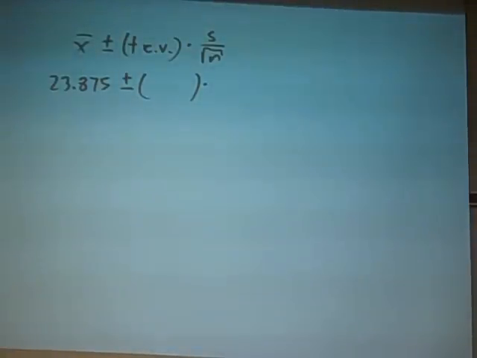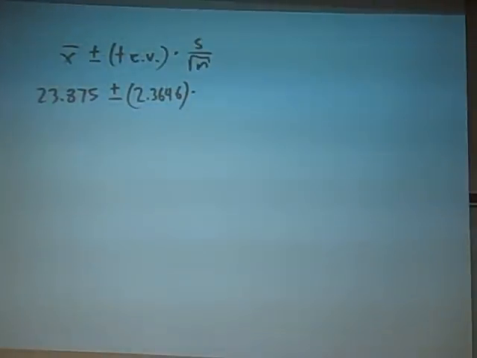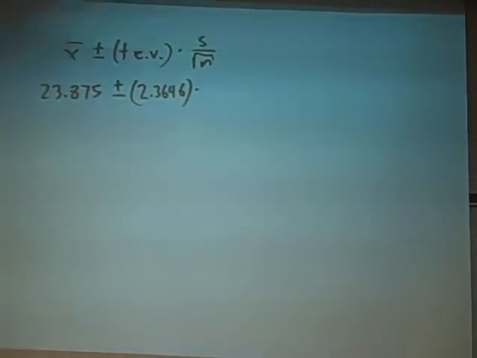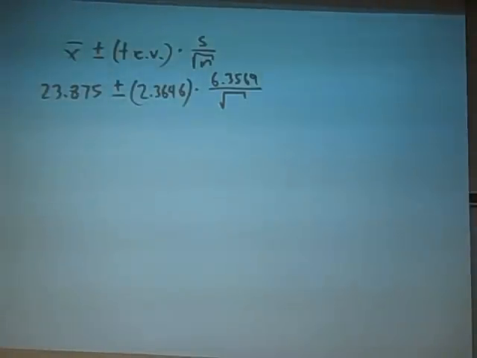How many degrees of freedom should we be using here? 7 degrees of freedom, 95%. Was it 95? Yeah. So 7 with 95 is 2.3646. S is 6.3569, divided by the square root of n, we said n was 8. There's 8 observations.